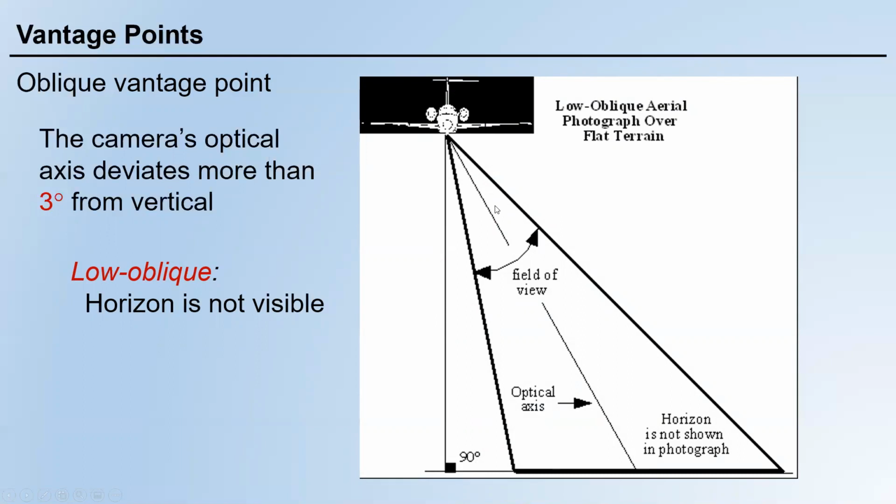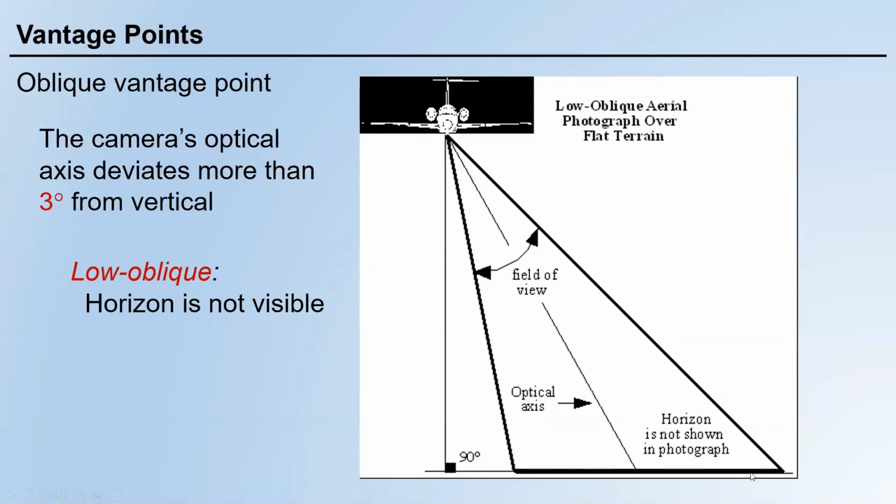So still there is this optical axis, and the intersection between this axis and the ground is also the vantage point, but this time it's not vertical vantage point, it's oblique vantage point. And there are two scenarios for oblique vantage point. Here we are looking at the situation called low oblique, because in this photo, the solid lines, 3 solid black lines, are addressing the area covered by the camera right now.